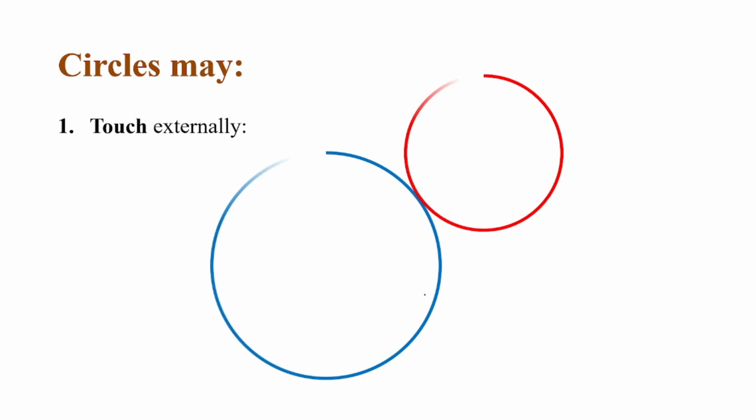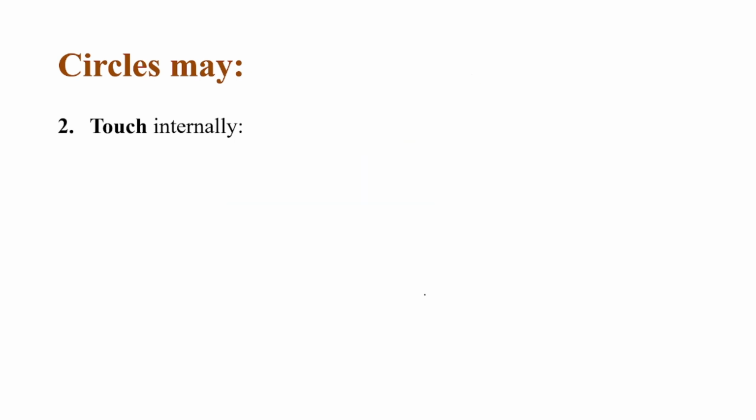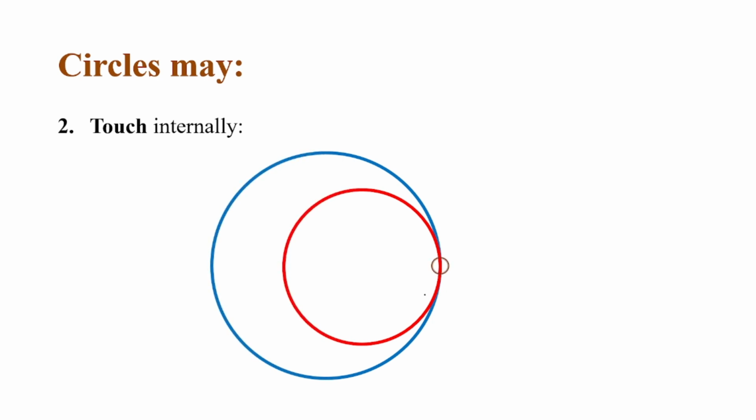We may have the circles touching externally. How will they look if they touch externally? If circles touch externally, they will look like this. And then we can have the circles touching internally. If the circles touch internally, it means the circles touch like this.